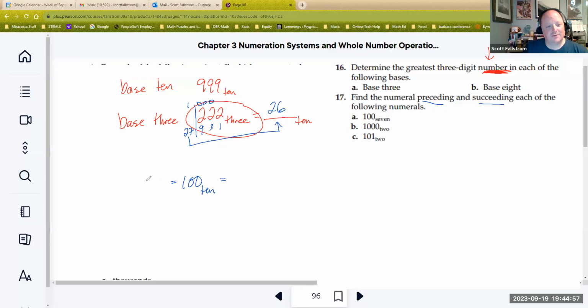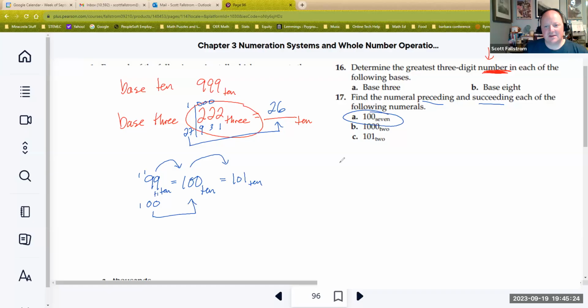So the numeral right before this would be 99 base 10, and after that would be 101 base 10. So notice I'm adding 1 each time as I keep going. So it does make a nice arithmetic sequence. But if I added 1 to this place value, that would give me 10. I can't have 10, so I have to regroup. 9 plus 1 is 10 again, regroup, and that's why the next number would be 100.